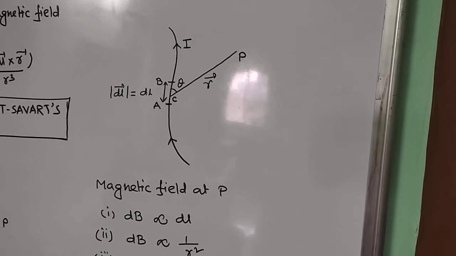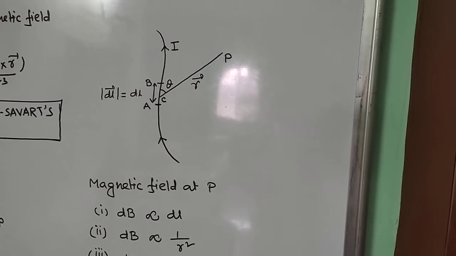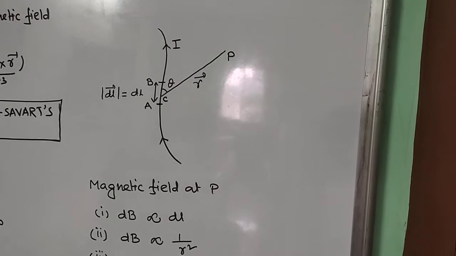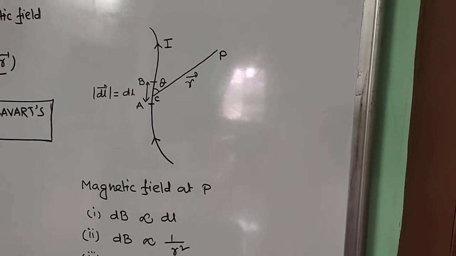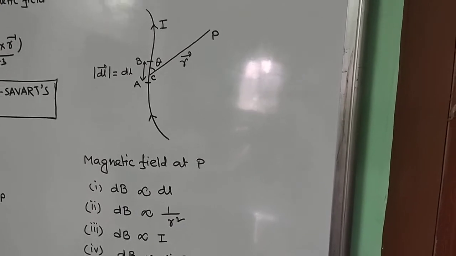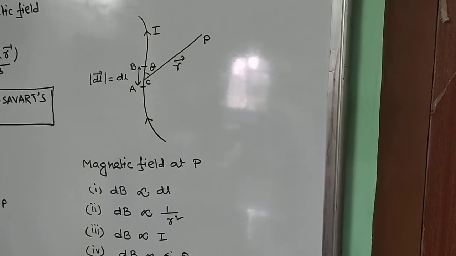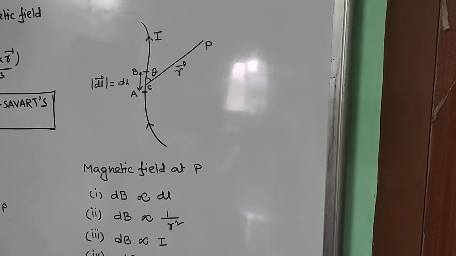Now the next factor, dB is proportional to 1 by r square. So if r is less, then dB will be more. If r is less, it means what? P is very close to the current carrying wire. Now number 3, dB is proportional to I. So if current is high, then definitely the magnetic field at P will be high.